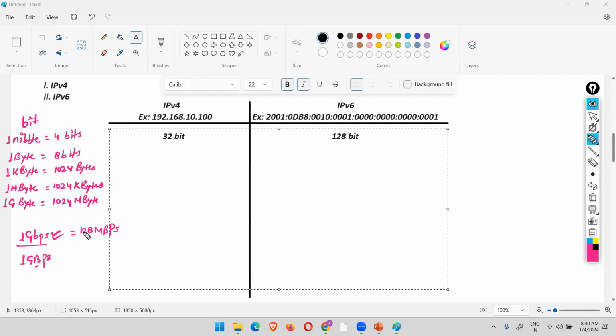Is that clear? Online people? Okay, so bits are generally used for speed. Whenever we are talking about speed, we generally talk about bits, and whenever we are talking about data size, we talk about bytes. Clear? Noted? And if you are paying for 100 Mbps, what will you get?